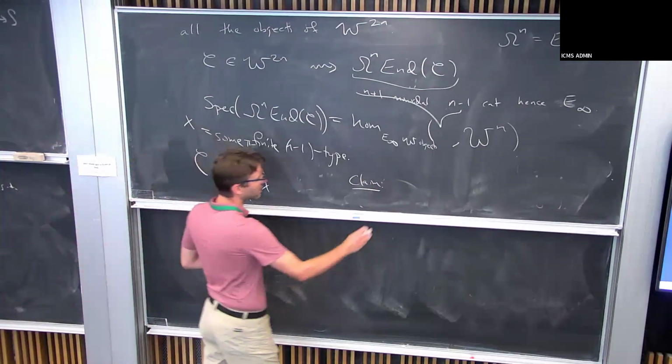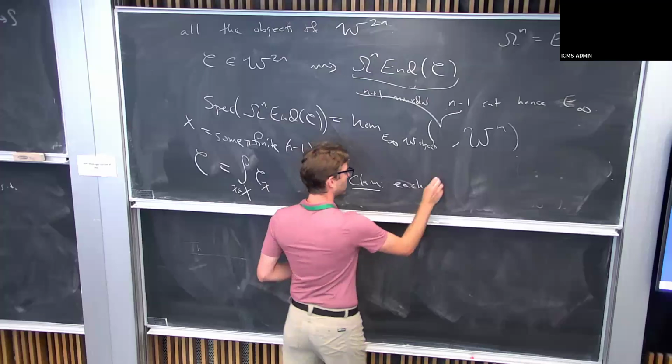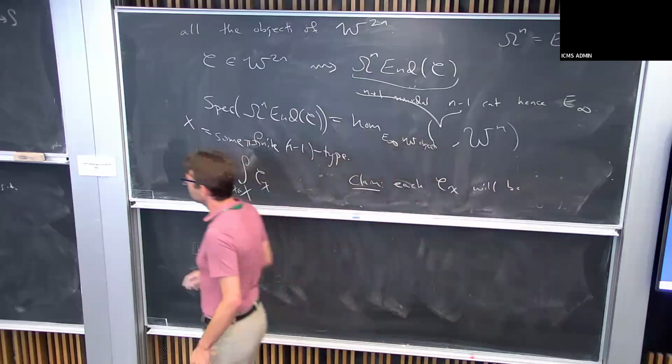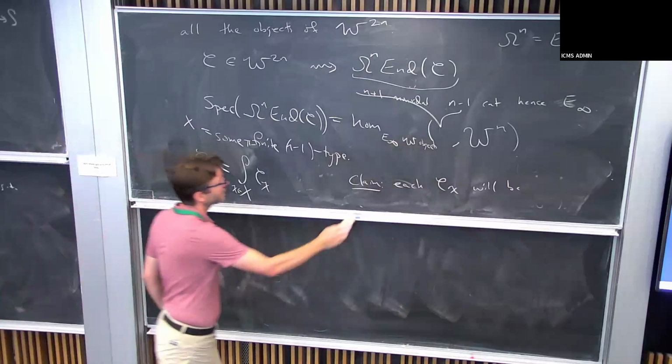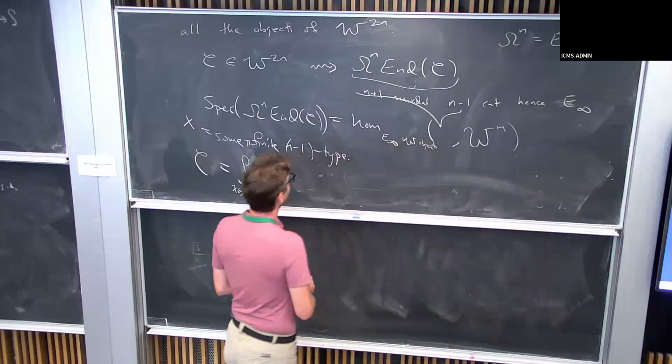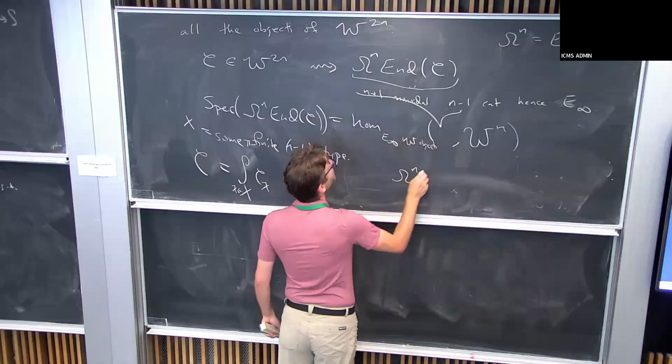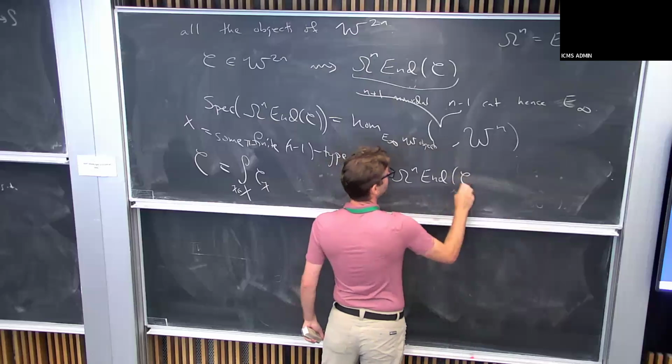And the claim is that each X, so I should say this better. So the point is the following. Each C_x will have sort of a spectrum of a point. So the same algebra for each of these fibers. So what am I doing?